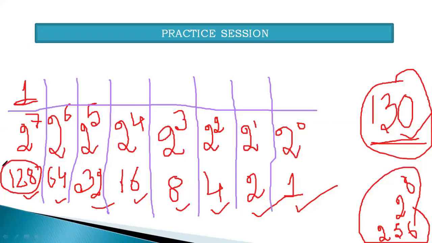You just think that you are having some coins. How many coins? 8 coins. The value of the first coin is 1 rupee. The value of the second coin is 2 rupees. The value of the third coin is 4 rupees. And the value of the fourth coin is 8 rupees. Same way, next is 16, 32, 64, and the last coin you are having is 128. So you are having a total of 8 coins, and using these 8 coins you need to make 130 rupees. This is the main question.